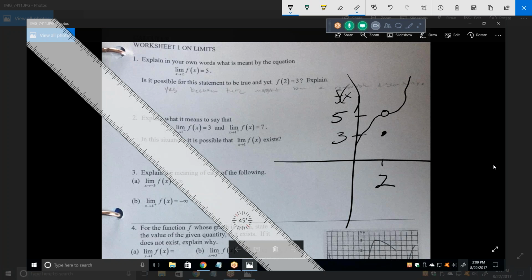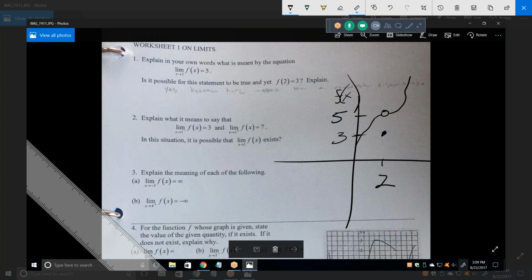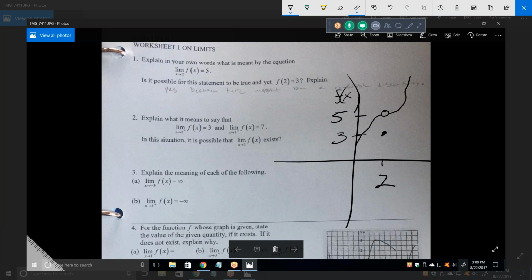But nonetheless, this is the one that's kind of strange. Where the heck did this ruler come from? Let me move it out of the way.